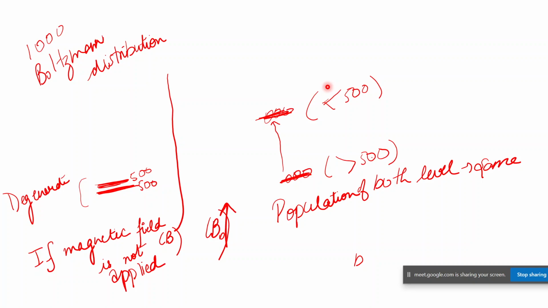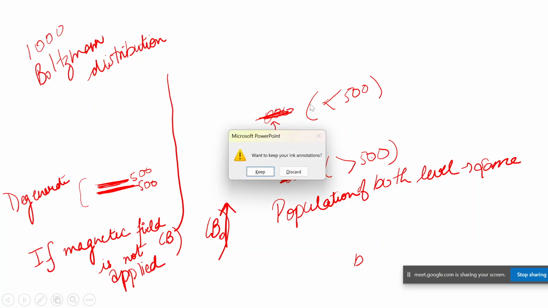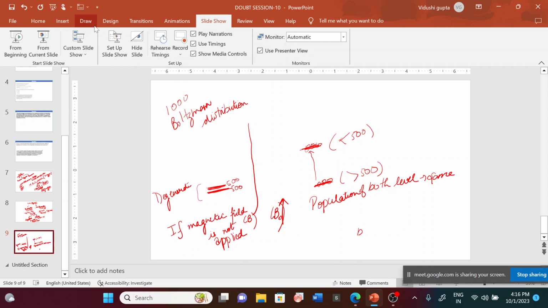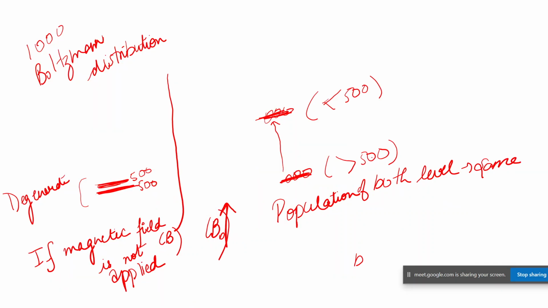Is it clear? Ma'am, without a magnetic field also it is 500, 500 only, no, ma'am? Please repeat. Before applying the magnetic field also it will be the same, 500, 500. Before the magnetic field it was degenerate. Both the energy levels were close. They were degenerate. But if you apply an external magnetic field, then this degeneracy gets broken, and there will be separation in both energy levels.